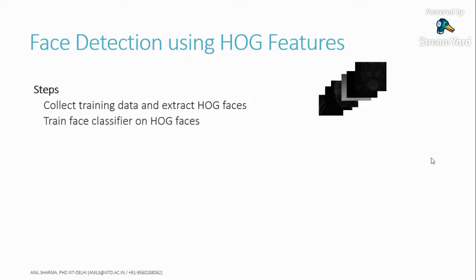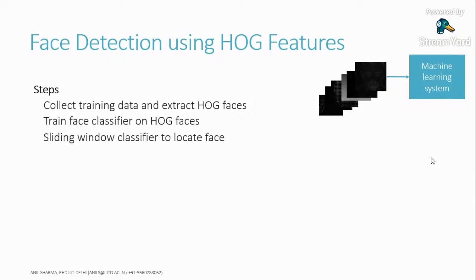And then after that, we will train a face classifier on HOG faces, which is a machine learning based system. We can use any classifier to classify the images into face or no face category. We can use SVMs, we can use KNN, or we can use neural networks. Neural networks are highly common these days. And then we will use the sliding window classifier that we have seen in one of the previous slides to locate the face in the image.